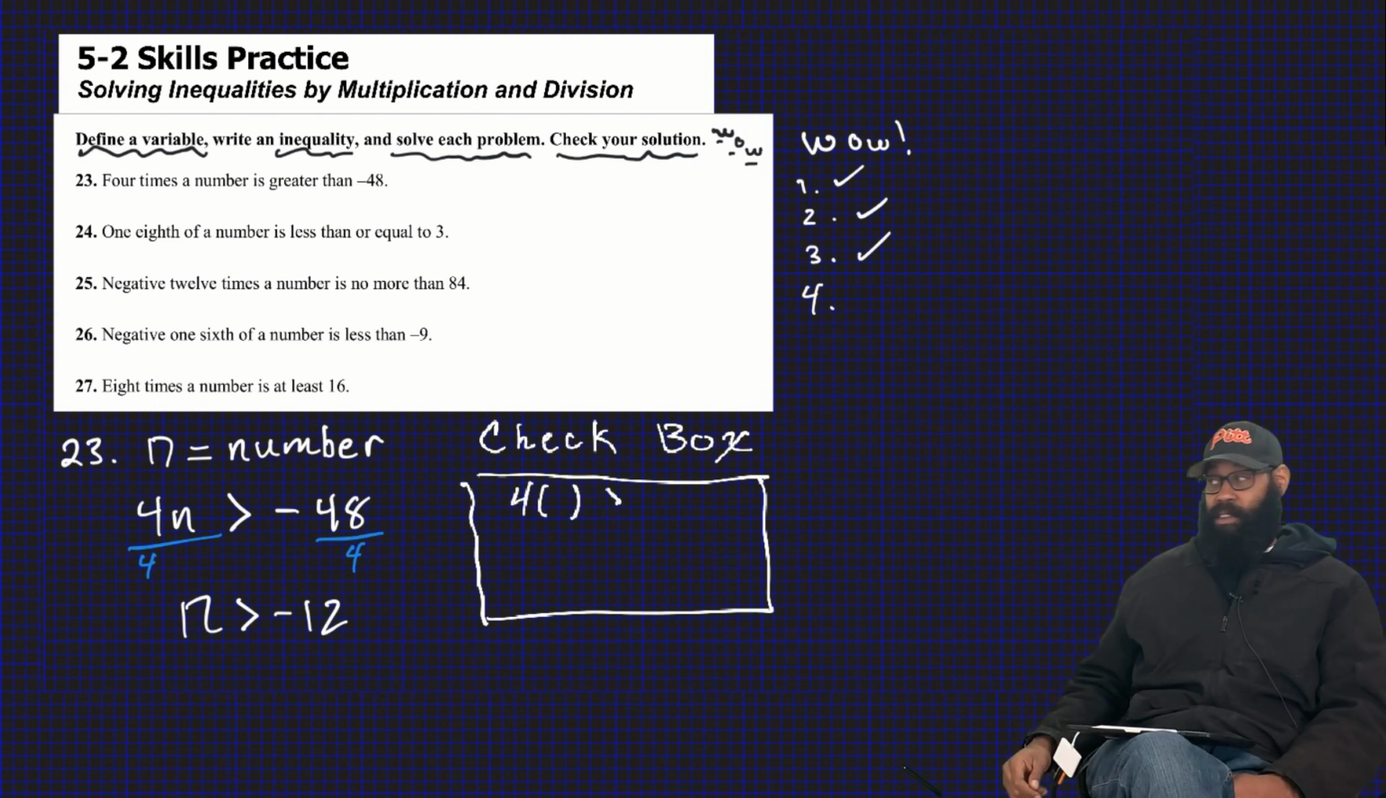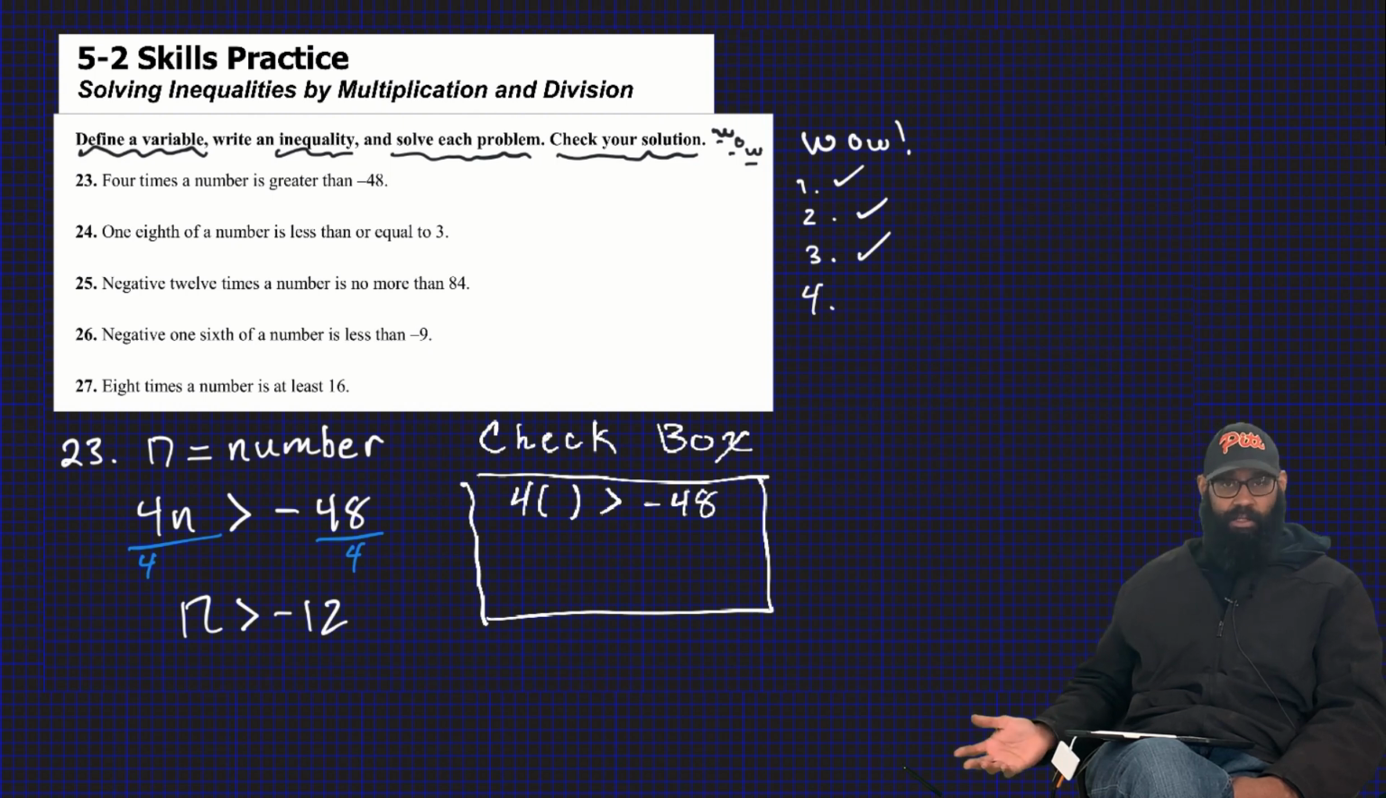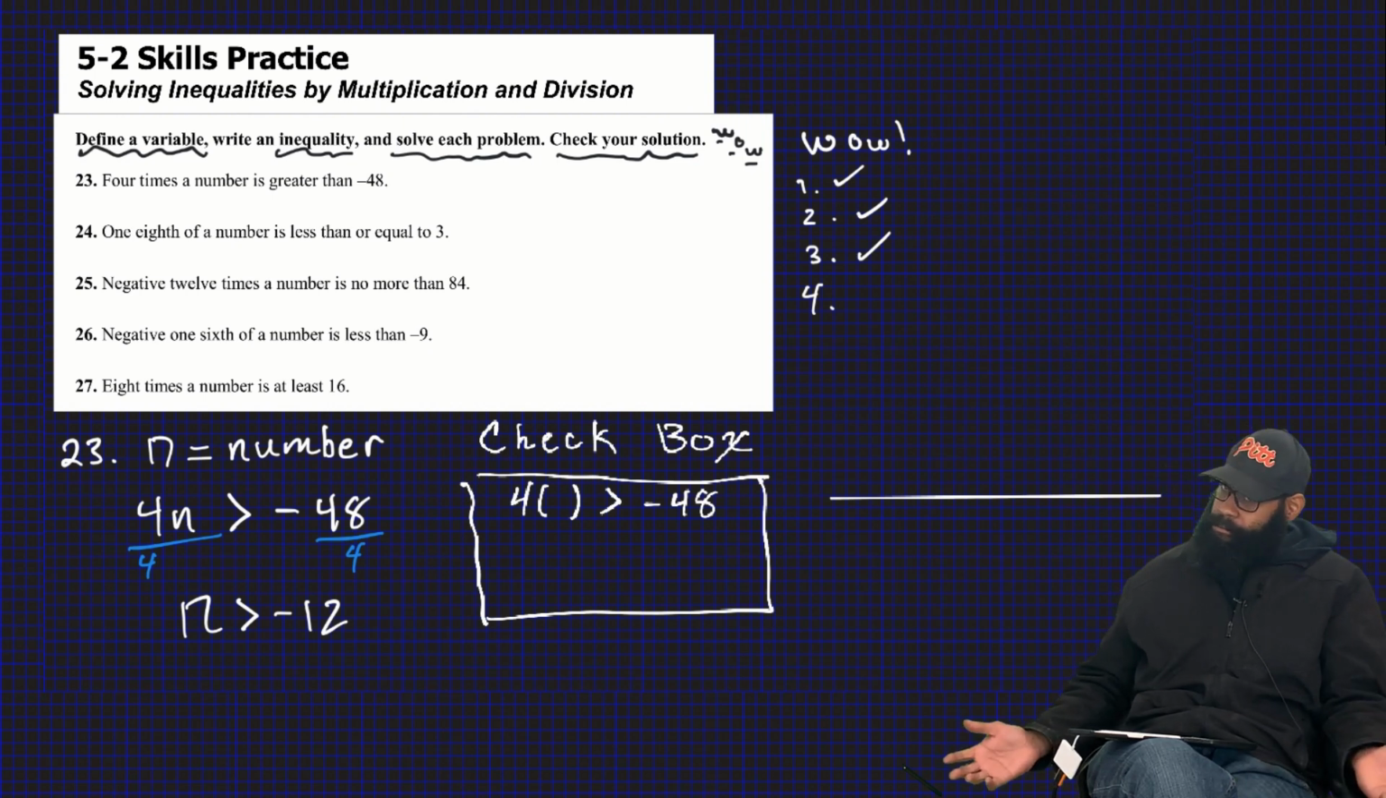Get a checkbox. You've seen this if you've seen my videos. It's just a box. I'm going to use check. And we're going to go ahead and take the equation 4 times n. I can choose the value for n. It can be any number on a number line. And depending on the number I choose, I'm going to need a true or false statement, right? So in this one, let's go ahead and decide if n is greater than -12. What's the easiest number to try?